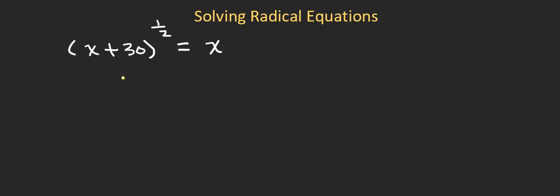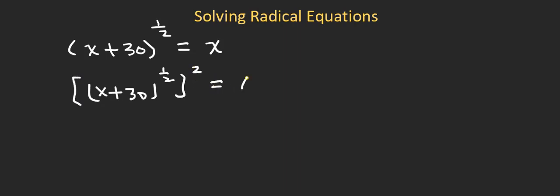Let's take a look at our last example. You've got quantity x plus 30 to the 1/2 equals x. I want to get rid of the 1/2. So I need to raise both sides to the power of the reciprocal of 1 over 2, which is 2. So you get x plus 30 equals x squared.